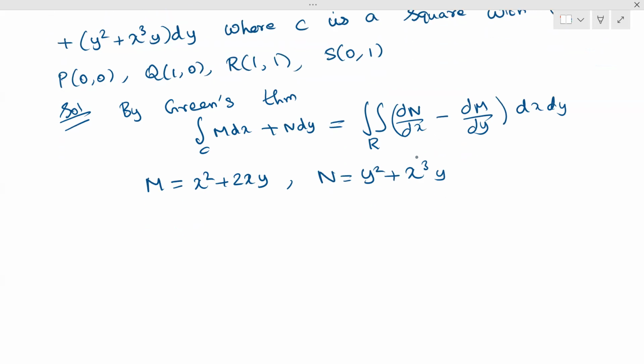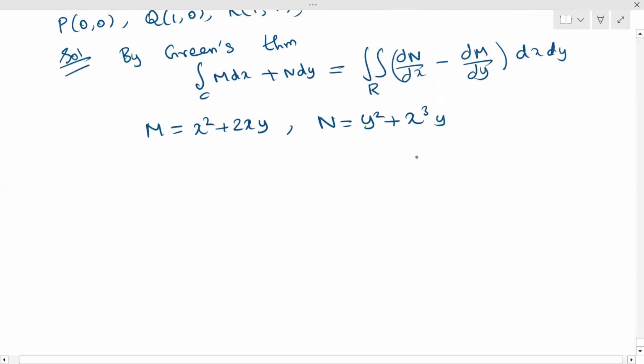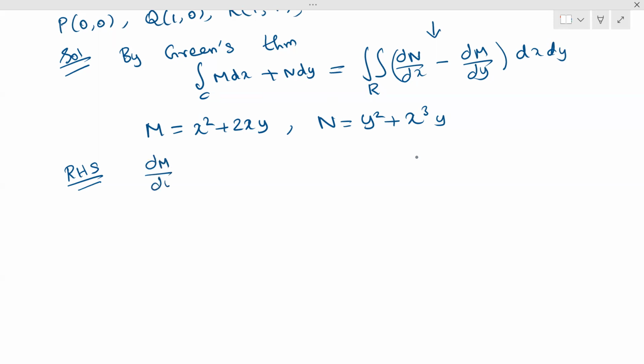First we can do LHS or RHS, that is our choice. Here first we are going to do RHS. RHS means the double integral, this part. Here what we need is dou m by dou y. So find dou m by dou y, the partial differentiation with respect to y. That is, x square differentiation is 0, and the differentiation of 2xy is 2x.